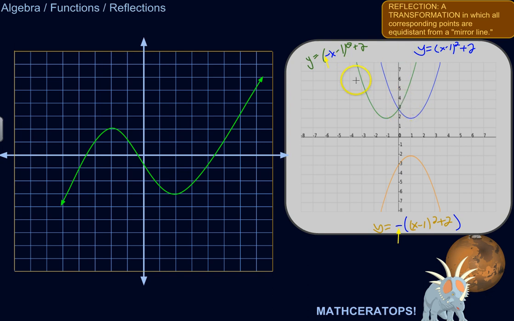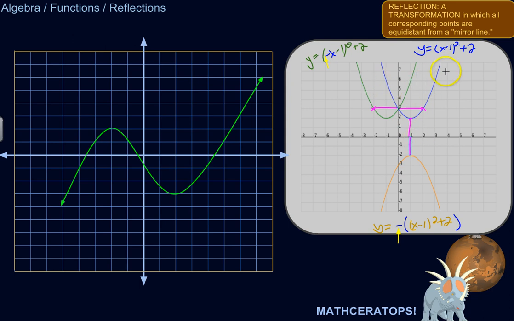for a reflection around the y-axis, for example, if this point here was 2 units away from that mirror line or axis, then the new point, the reflected point, is 2 units away, but in the other direction. Likewise, with a vertical reflection, a reflection across the x-axis, if this point was 2 units away from this line, then the new point is also 2 units away, but in the other direction.